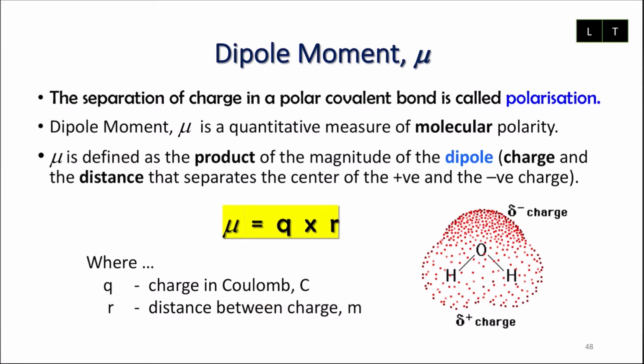For your matriculation level, you don't have to calculate the value for mu. You just only should understand whether mu equals to 0 or not sahaja. You don't have to calculate. But at least I hope you can understand the different charges can be separated via polarization.